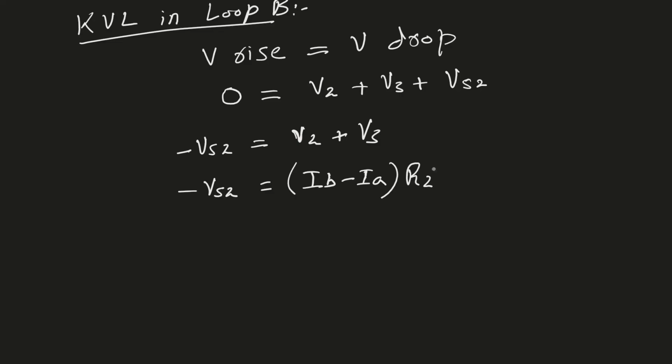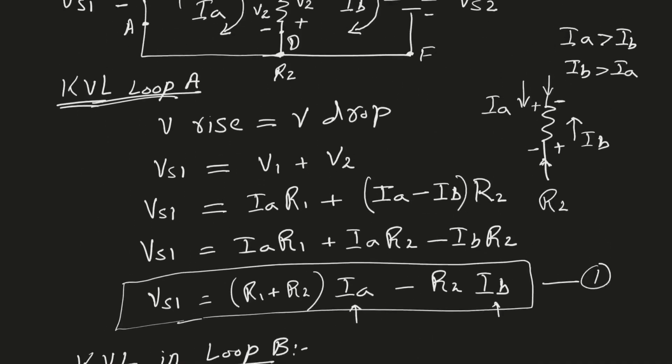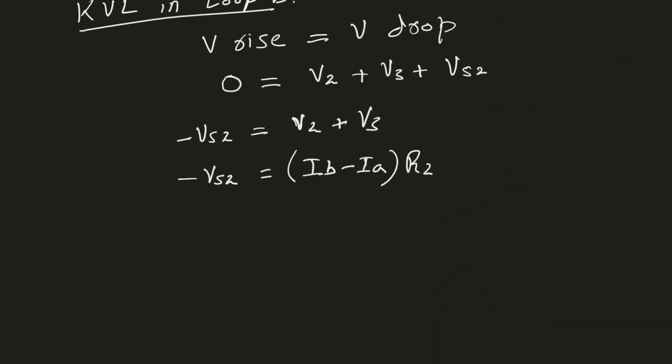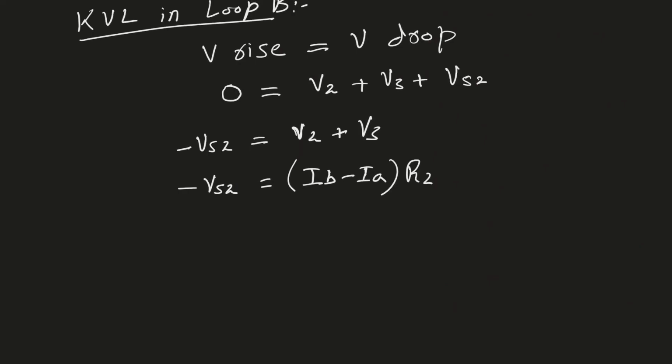If IB is larger, then this difference will be a positive quantity. And if it's a positive quantity, it will give me a positive V2, and positive V2 in loop B is defined in this direction. Okay, so that's V2. And V3, of course, is IB times R3. All right, so now let's simplify this.